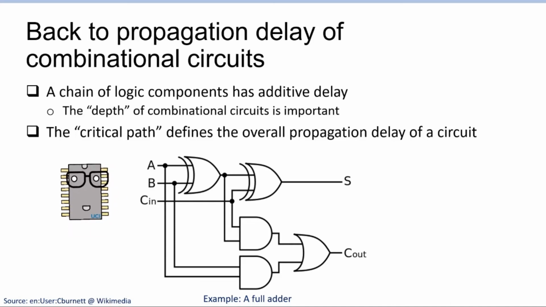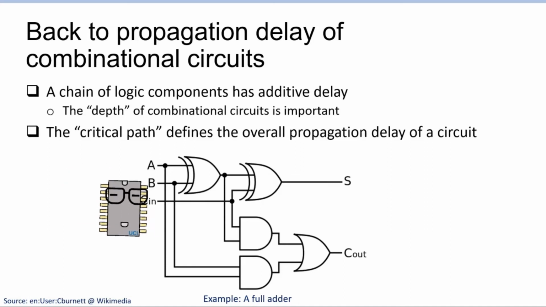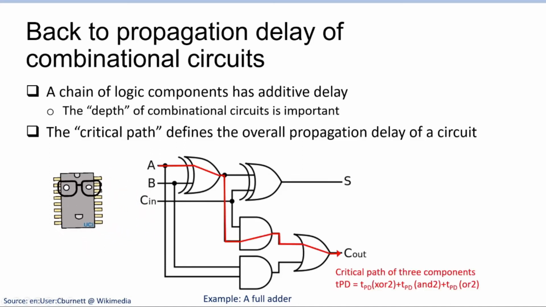And what is called the critical path defines the overall propagation delay of a circuit. So here we see multiple paths that signals can go through. Okay, I'll just show a drawing here.